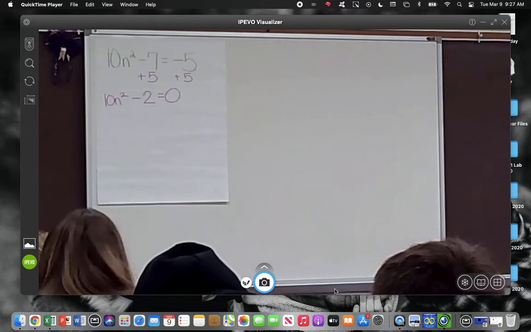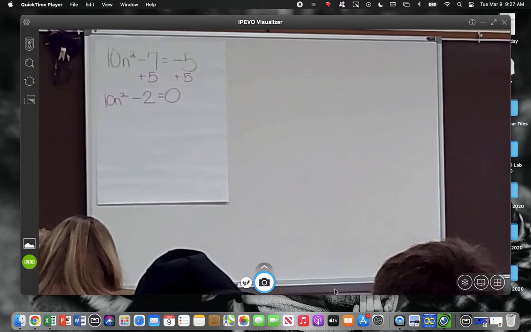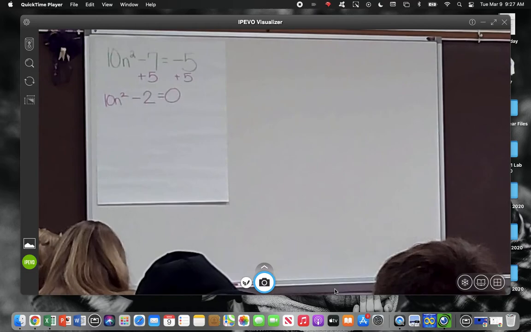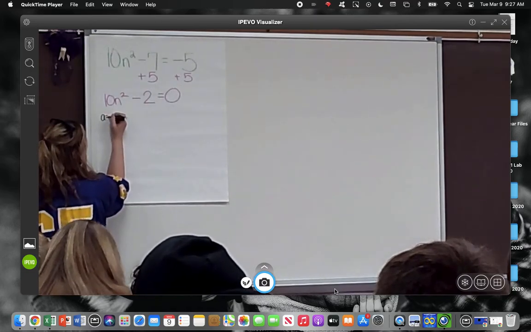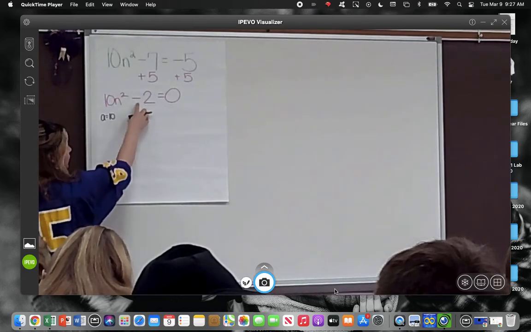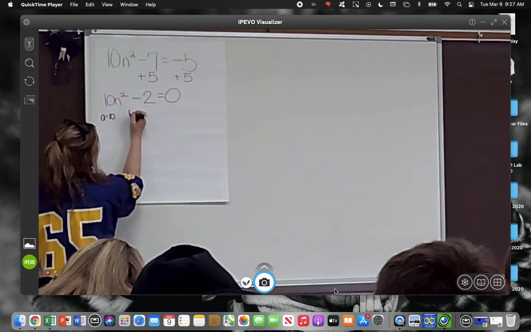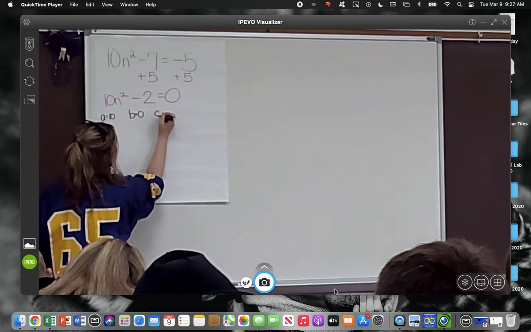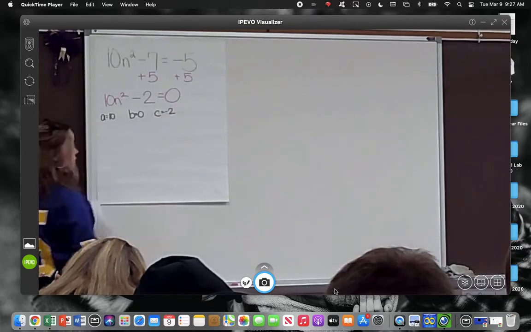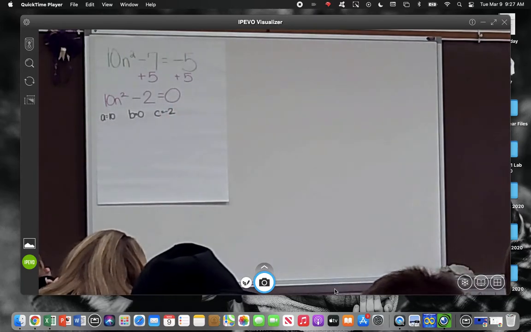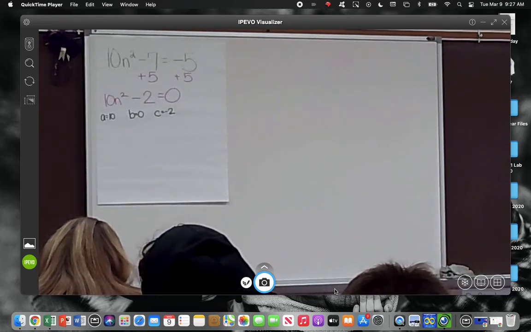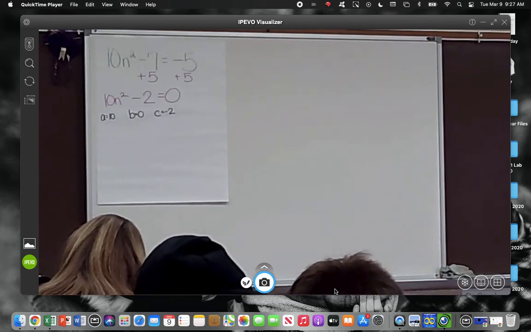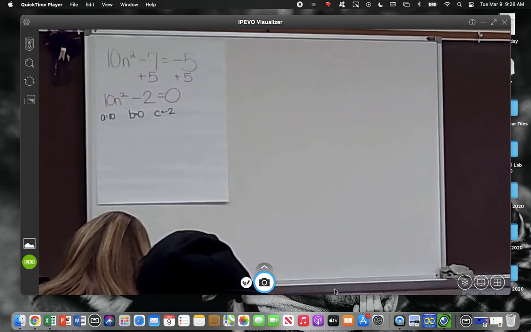So we are missing a number. We only have two numbers. So B equals 0. So on this one, our A is 10, but since we are missing our term with just an N, our B is 0 and our C is negative 2. So if you are missing a number, you'll never miss an A. You have to have the squared term to do the quadratic formula. But if you are ever missing a B or a C, you just plug in a 0.